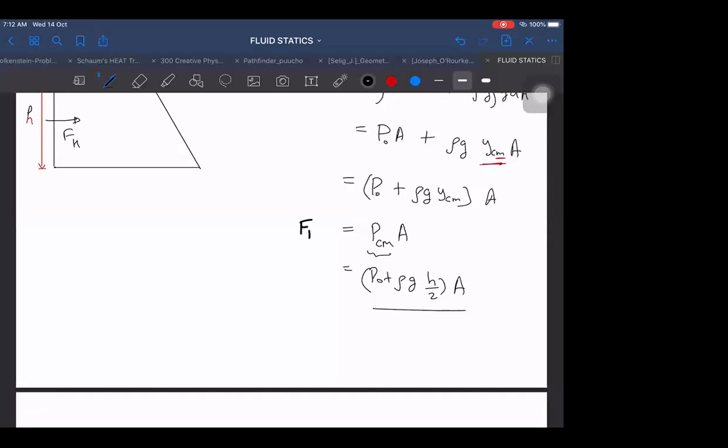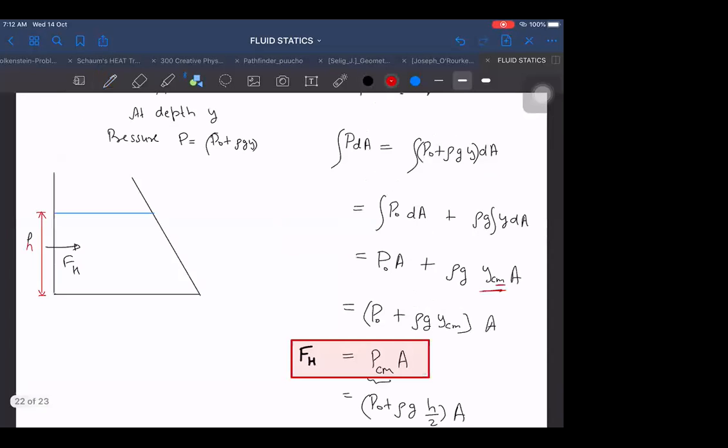This formula comes out to be very nice. What is the formula finally for horizontal force? Just pressure at center of mass times the area. Center of mass means center of area.